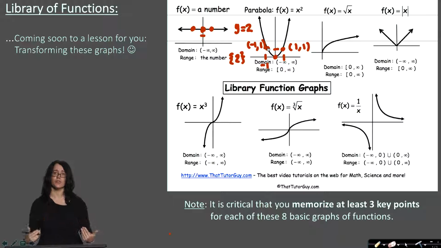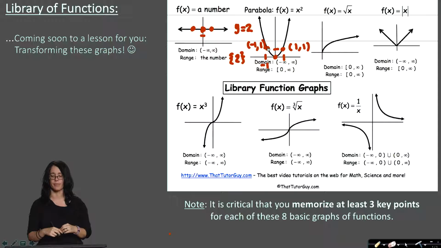Now for each of these curves that we're going to show you, it's important that you memorize at least 3 key points so that when you see an x squared graph or a different graph that we're going to study, you can immediately put those points on the graph and remember what the shape is. So -1, 1, 0, 0, and 1, 1 would be my 3 key points for a parabola.